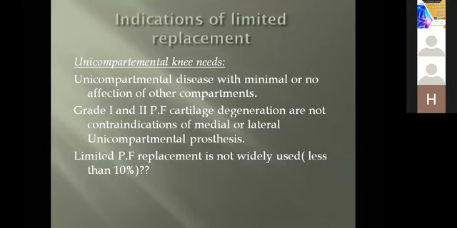Indication of limited knee replacement, let's say unicompartmental: unicompartmental disease with minimal or no affection of the other compartments. It could be medial, it could be lateral. Some surgeons now consider bicompartmental uni, that's to say medial uni with lateral uni, provided that the collaterals are okay.